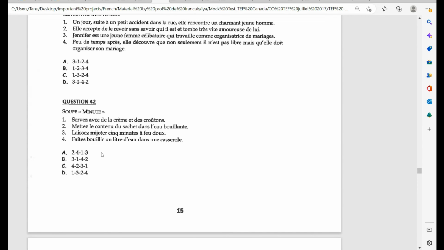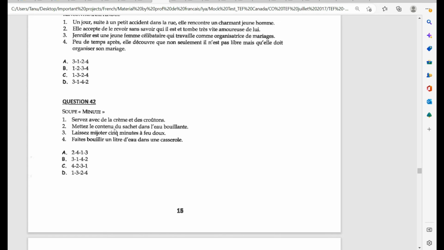Now let's look at the second one. Soupe minute. So maybe we're talking about some soup which is being cooked in minutes probably. Serve avec de la crème et des croûtons. In this statement, since we are talking about serving, probably serving the soup, this should come towards the end. That's clear. Let's move on to the next one.